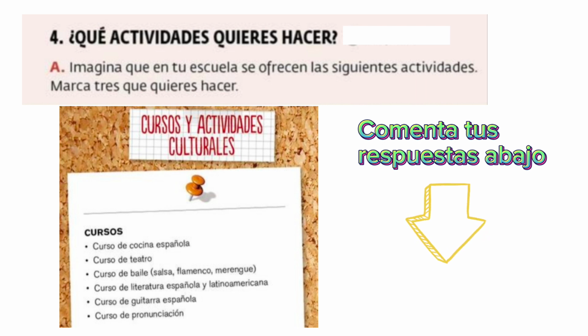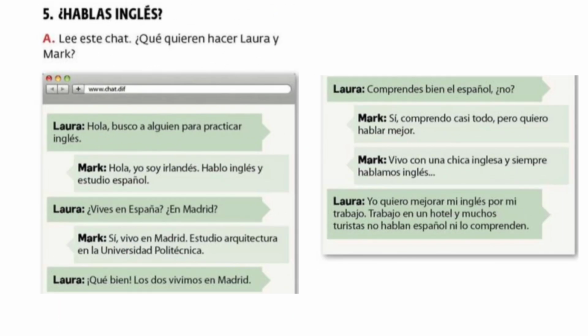Okay. Now, another exercise is lee este chat que quieren hacer Laura y Mark. So Laura and Mark are 2 persons, okay? They're strangers, and we have their conversation here. Read this conversation, and all you have to do is write in your notebook what Laura wants to do and what Mark wants to do, okay? This way you will learn to read and write, and also understand what this conversation actually means. This is a basic one.